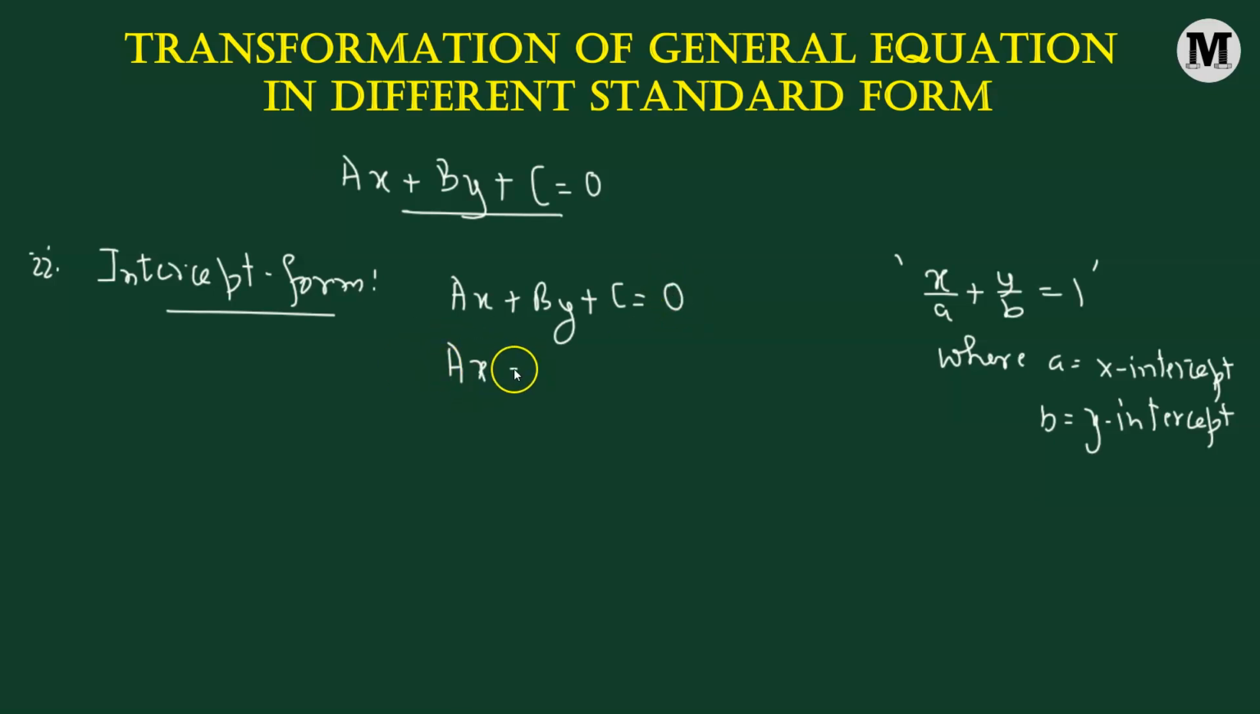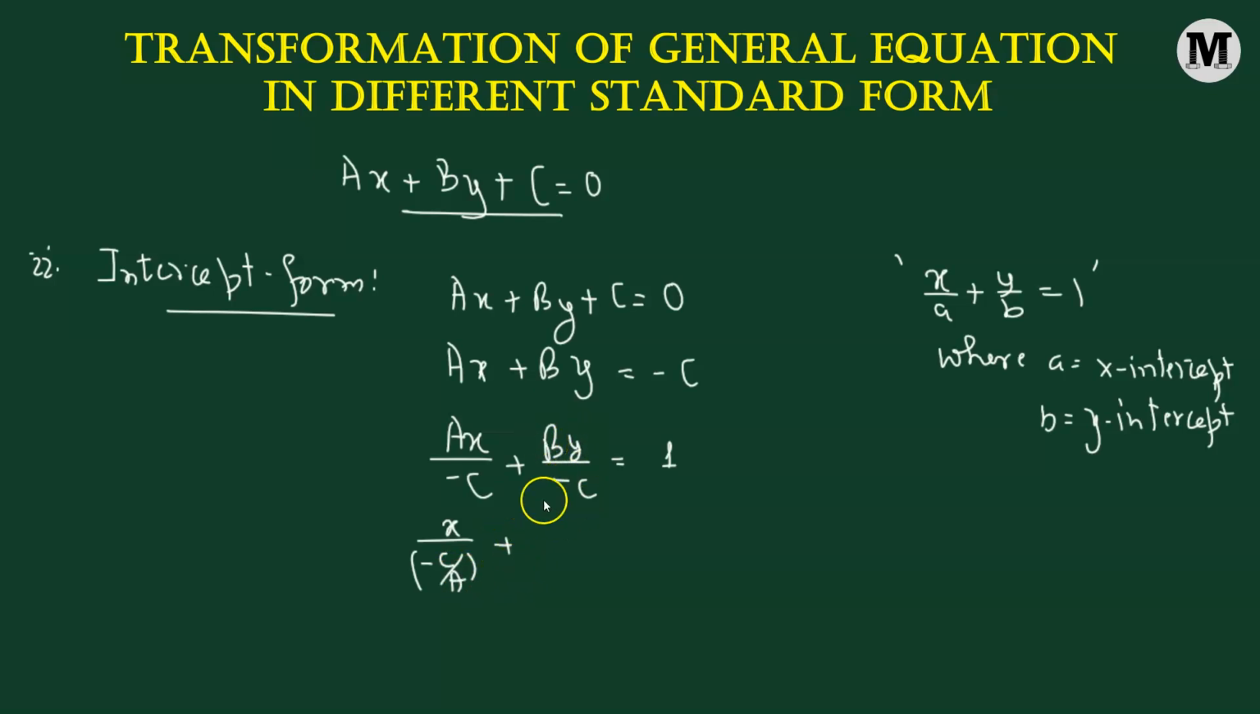We'll keep the first two terms as they are, ax plus by, and then we transpose positive c to the right hand side to make it negative c. Let's divide throughout with negative c. So we get ax over negative c added to by over negative c, equals to 1. Furthermore, we can take the first term and divide both the numerator and the denominator with a. So that's going to give us x divided by negative c over a. In the second term, we're going to divide the numerator and the denominator with b, such that we get y over negative c over b. And this is going to be equals to 1.